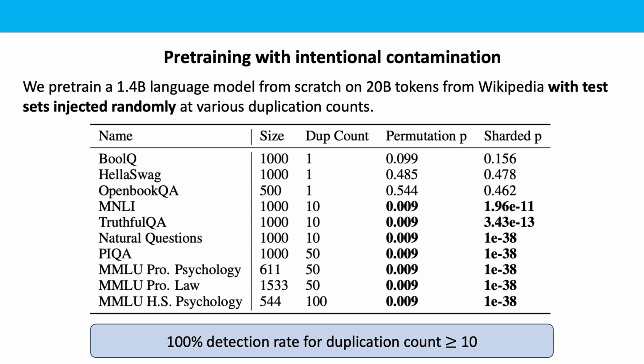So the smaller the better, or the stronger the detection. And using a typical rejection threshold of 0.05, we find that for test sets which appear 10 or more times in the pre-training data, we can detect them 100% of the time. So we get perfect detection.